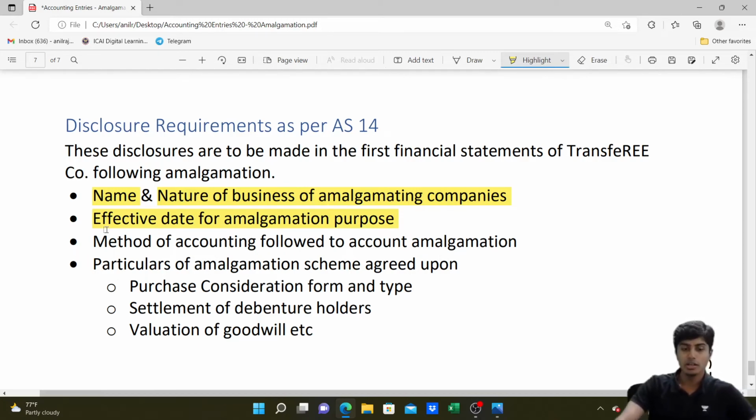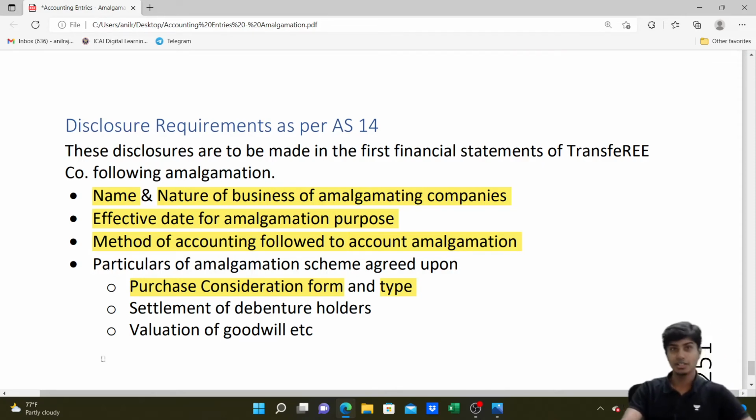From what date? Method of accounting followed. Is it pooling of interest method or is it purchase method? Based on that, with reasons. And how is the purchase consideration computed and how is it settled? Is it by issue of equity shares, preference shares, debentures, cash? Is it under the net assets taken over method, or the intrinsic value method, or the lump sum payment method? How did you arrive at that ratio for exchange? What is the basis? All of that has to be disclosed.